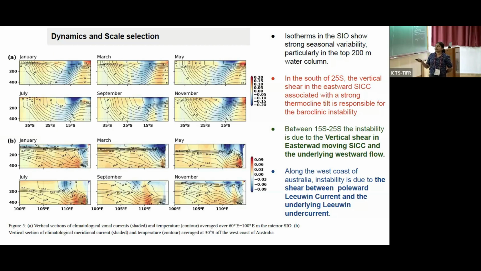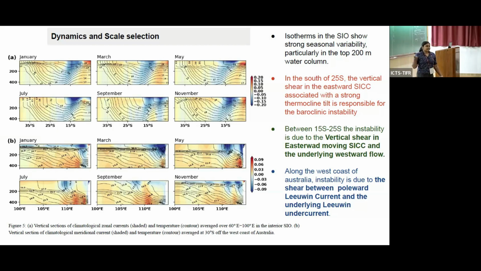This is averaged at 30 degrees south, and we know that the eddy kinetic energy is strong during the austral fall and winter, that is basically these two seasons. And one more thing is that this is the time when the poleward moving Leeuwin Current and the underlying Leeuwin Undercurrent get strengthened.